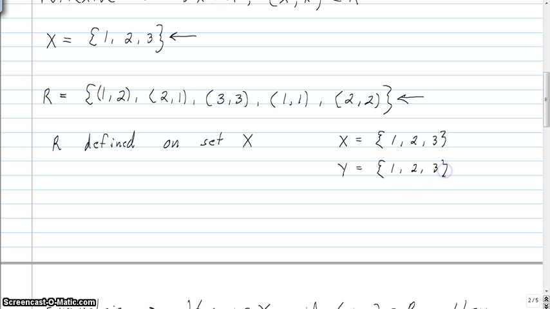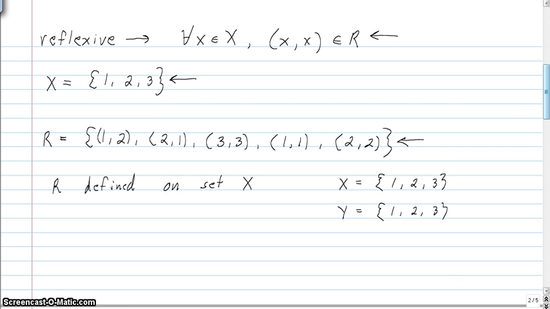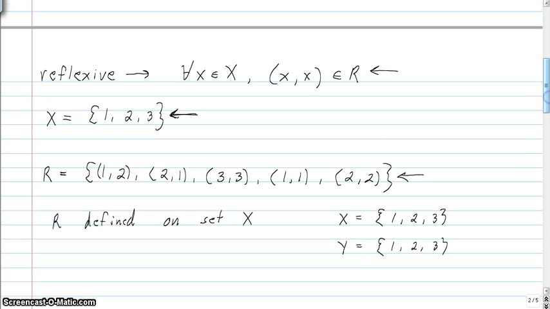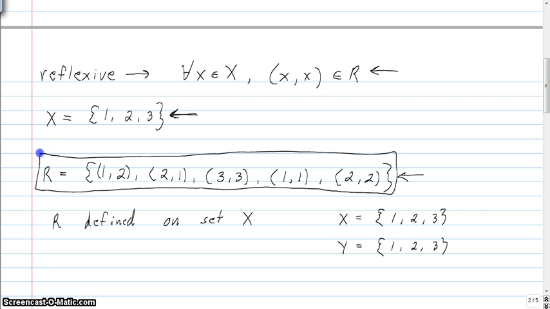set, right? So my little x's have to come from this set X, and the little y's come from the exact same set, 1, 2, 3, right? So it's easier just to define a relation on a single set. And that's what we see in this case. So the question that we want to think about in this example is this relation reflexive?